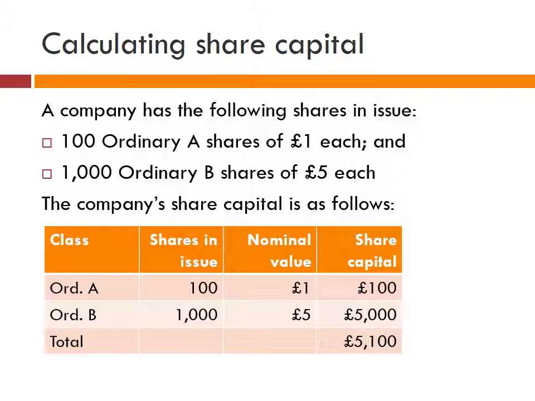So we have 100 ordinary A shares with a nominal value of £1. So the total share capital of ordinary A shares is £100. We have 1,000 ordinary B shares, each has a nominal value of £5, so overall the share capital of ordinary B shares is £5,000, and to calculate the company's total share capital we simply add those two together to give us £5,100.